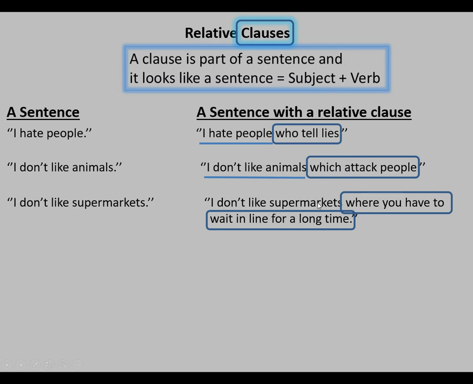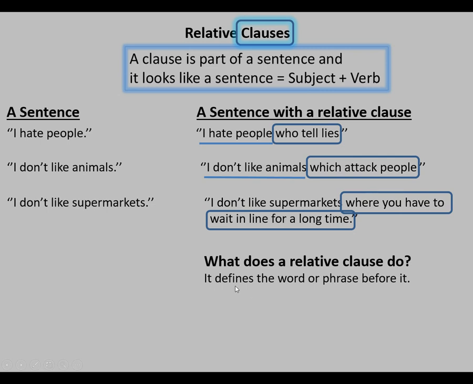I don't like supermarkets is a sentence. Where you have to wait in line for a long time is a relative clause. So what does a relative clause do? So what is the function of a relative clause? Maybe if you compare this sentence and this sentence, you will understand what it does.